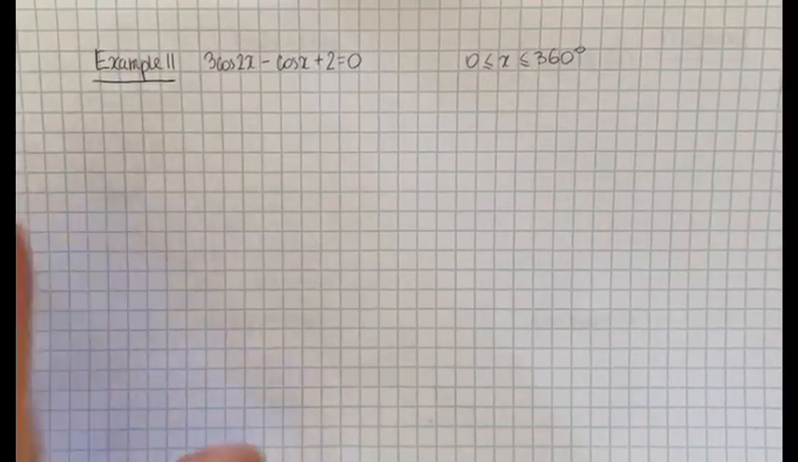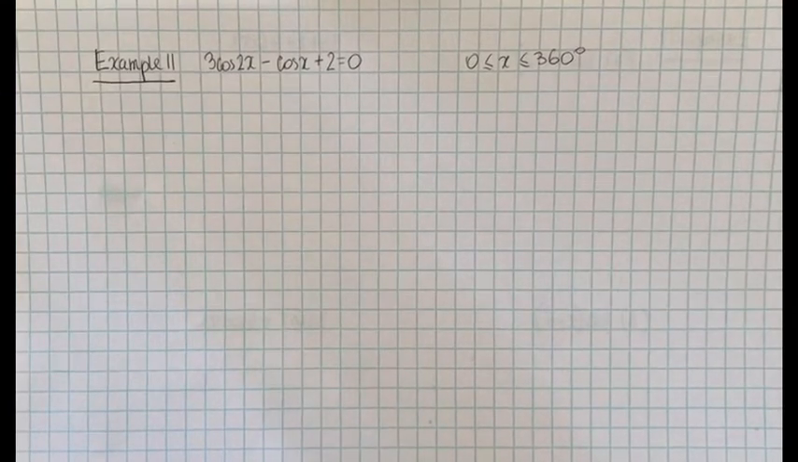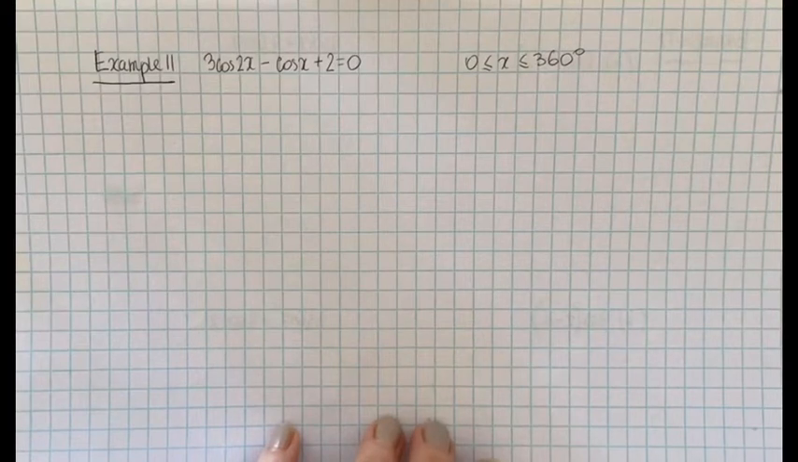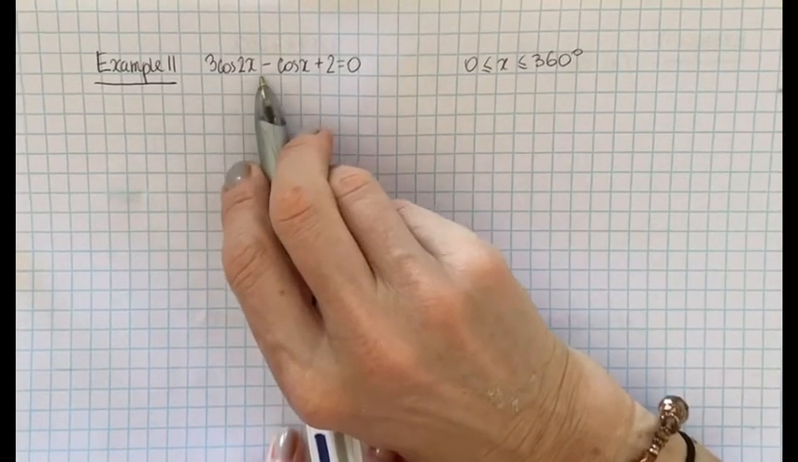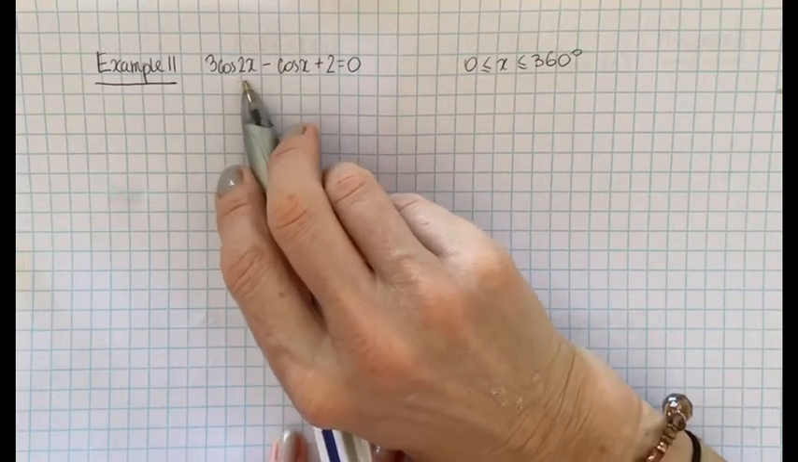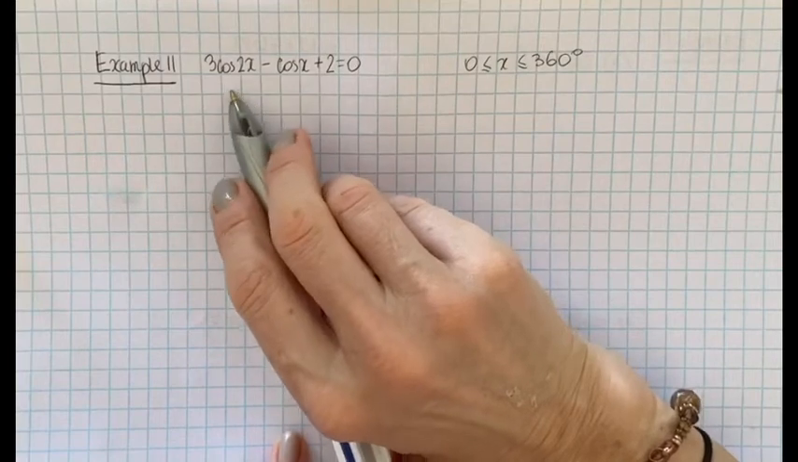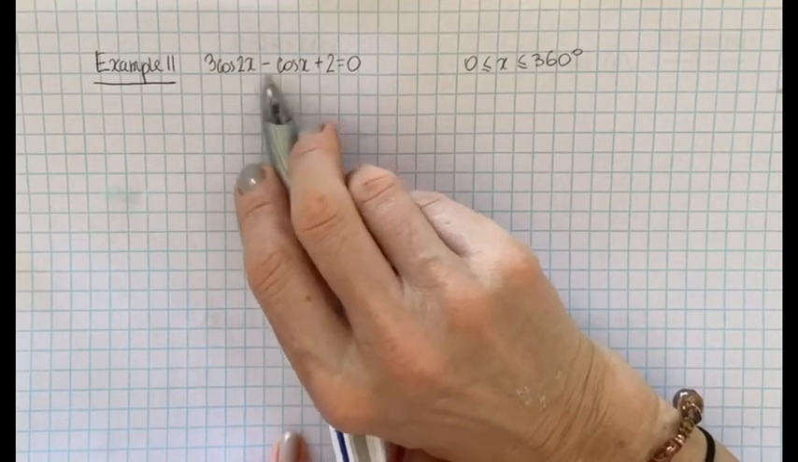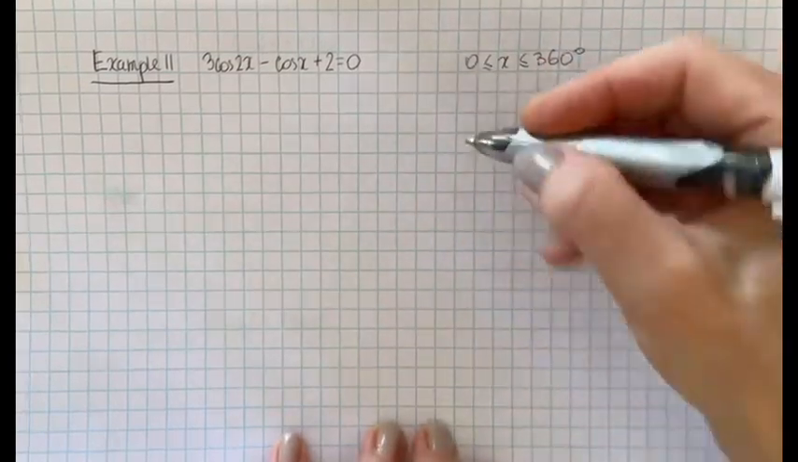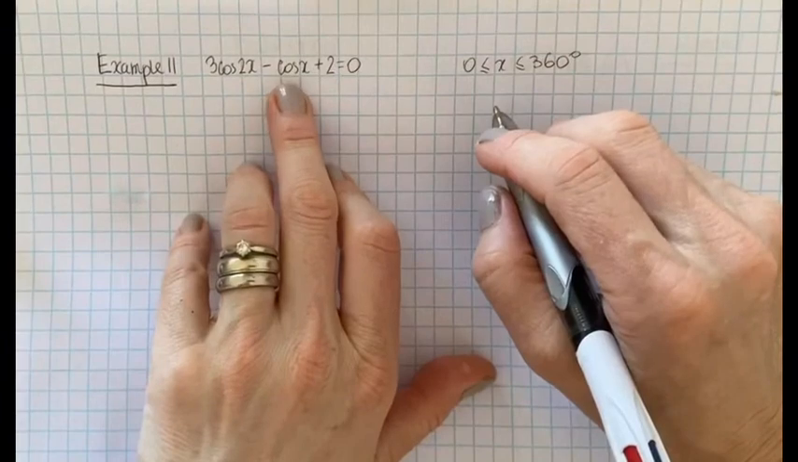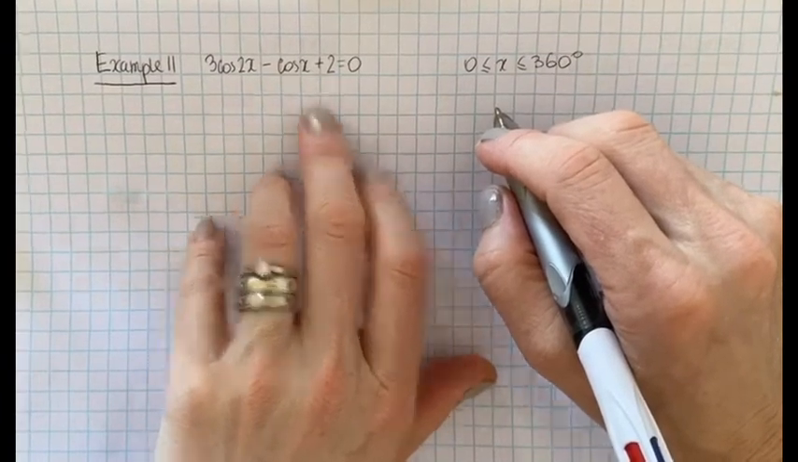So let's have a go at example 11. 3 cos 2x minus cos x plus 2 is equal to 0, and we're going to find the solutions between 0 and 360. So if you notice here, you've got cos 2x and you've got cos x. So they're different angles. So we need to have within this equation the same angles. So we're going to change cos 2x into cos x's or sine x's. I think we'll go for cos x's, since the one that's remaining is cos x.